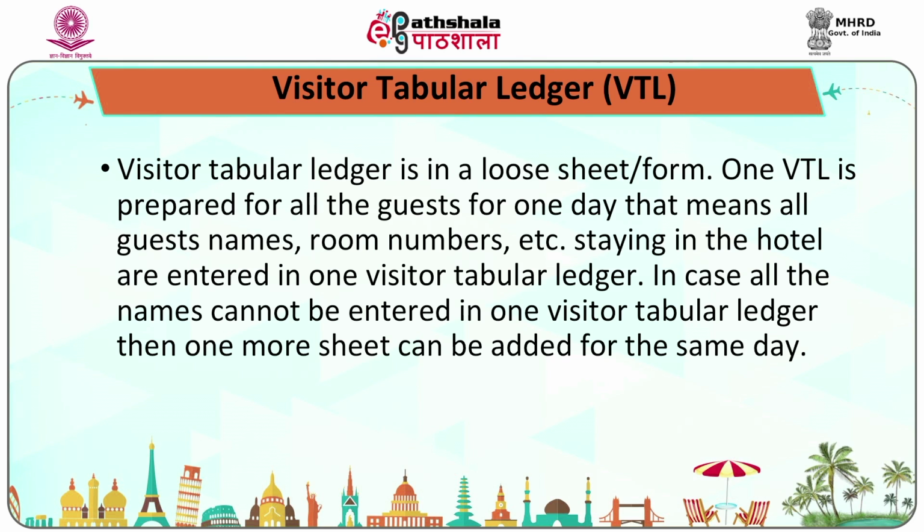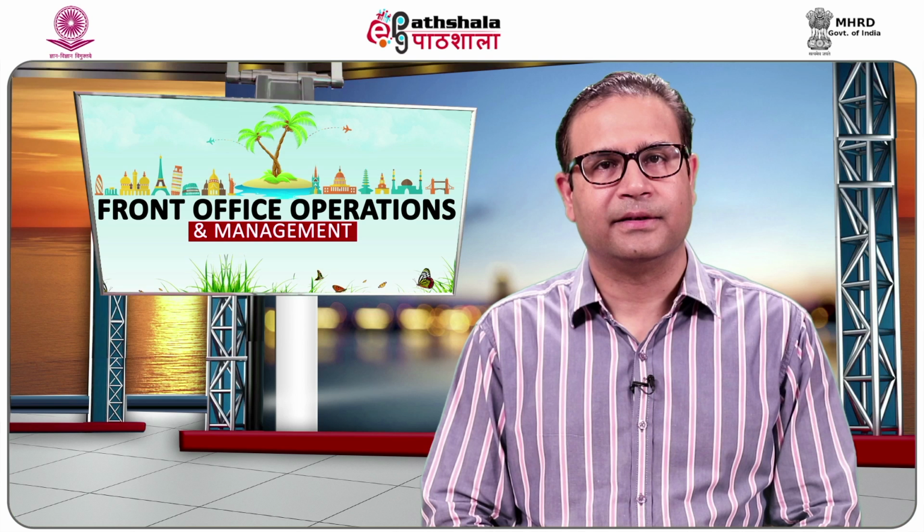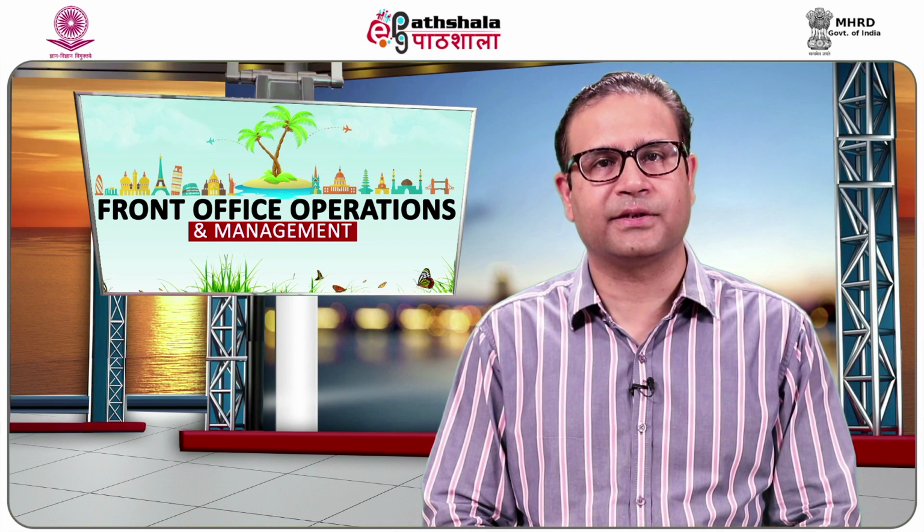In case all the names cannot be entered in one visitor's tabular ledger, then one more sheet can be added for the same day. From the visitor's tabular ledger, the hotel can know the total room sale, food sale, breakfast sale, etc. for one day. The total sale shown by the VTL is the total daily sale of the hotel. At the end of the day, the VTL is sent to the accounts department. The accounts department then finds out weekly, monthly, quarterly, yearly sale. This sale can be compared with the last year's sale or with the budgeted sale.